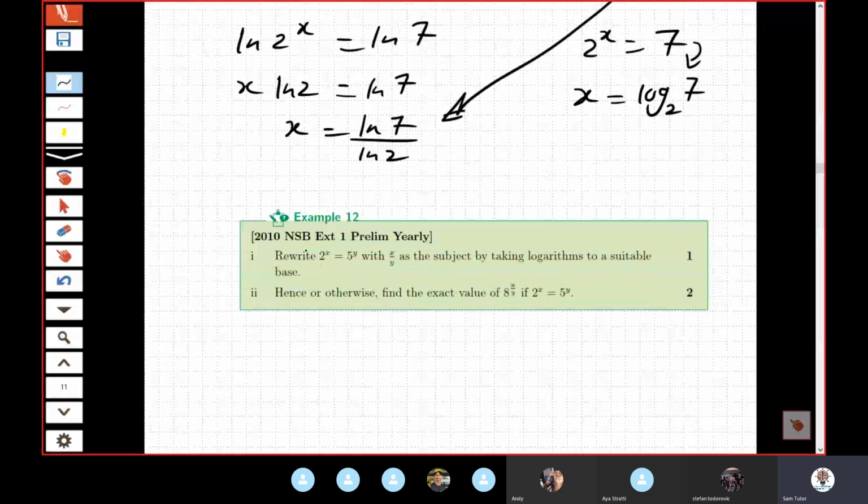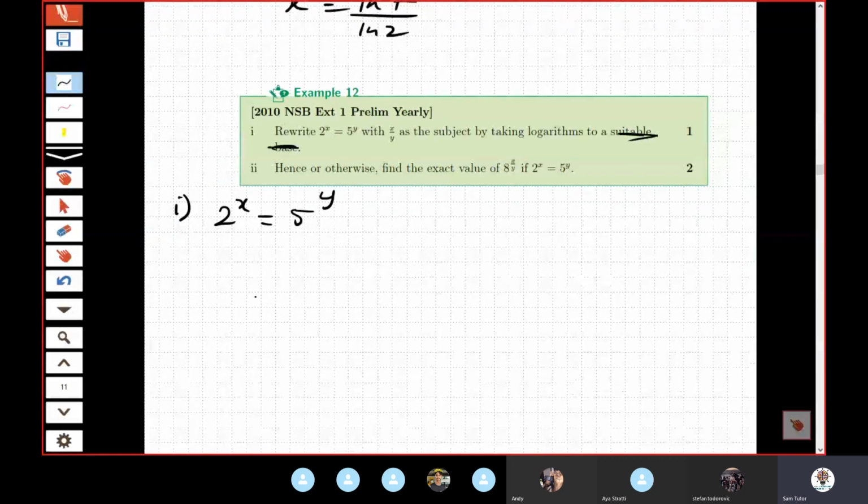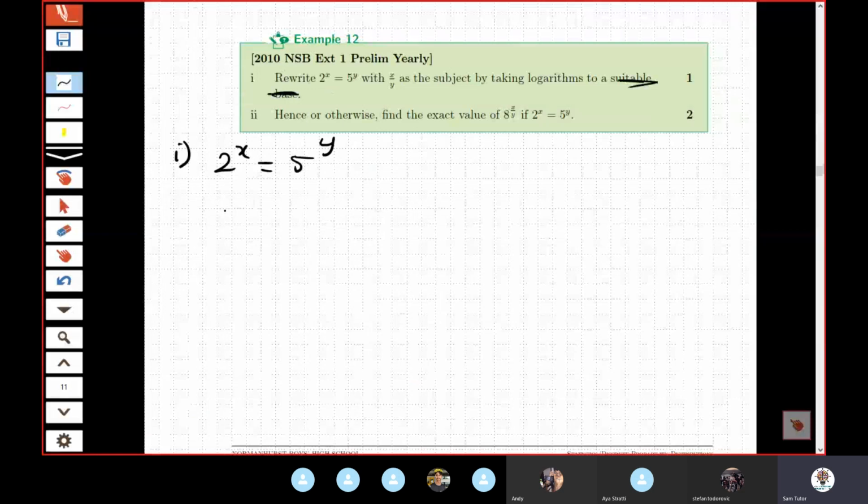Okay, let's have a look at this. Norman Hurst, Extension 1 Prelim Yearly. So this was in their yearly exam back in 2010. Let's have a look at what to do here. 2 to the power of x equals 5 to the power of y. Express x in terms of y as the subject by taking logs to a suitable base. Well, we don't even care about the suitable base because we just do it always with ln. So you log both sides, right? Powers, exponentials, you log both sides. You've got to learn that.